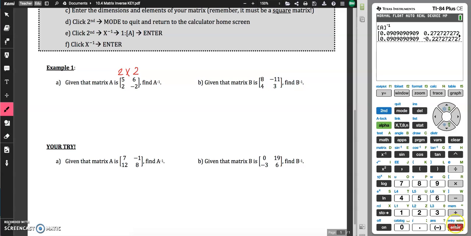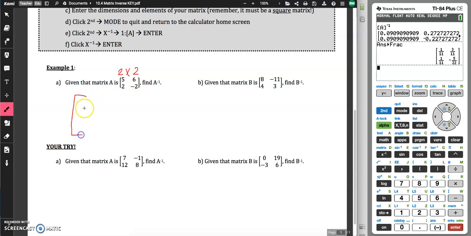Click enter. Now I get a whole bunch of ugly numbers. I do not like that. We don't like decimals. So just like always, if I want to change decimals to a fraction, I click math and then enter, enter. And now it gives me my matrix with nice fractions. Most of the time you will get ugly numbers like that and you'll want to switch it to fractions.